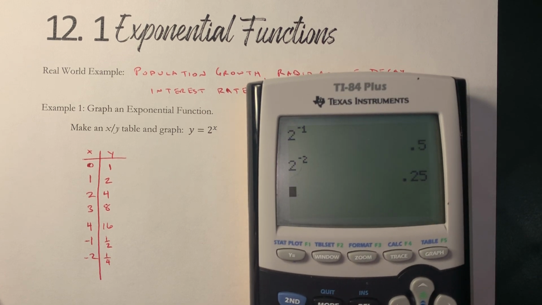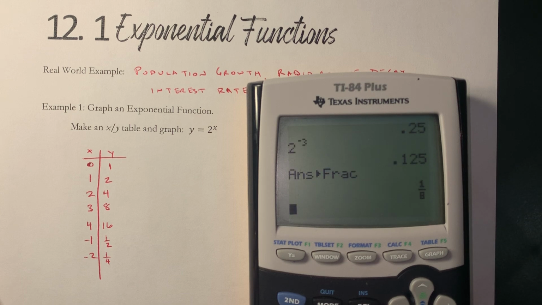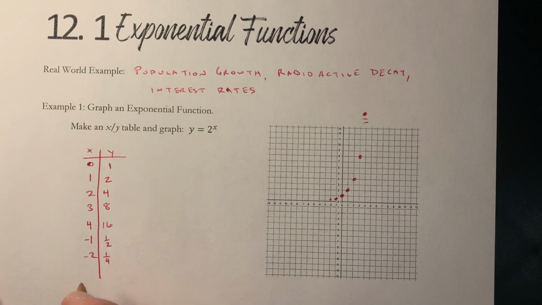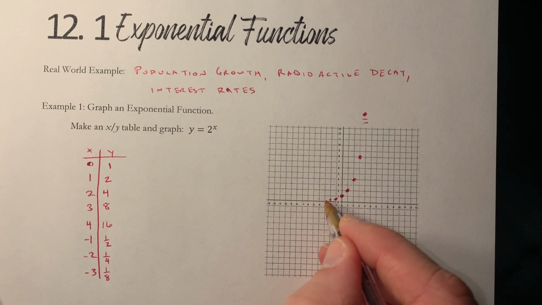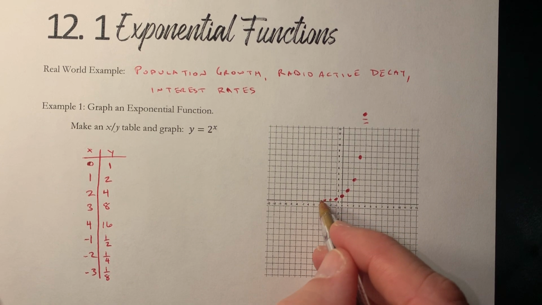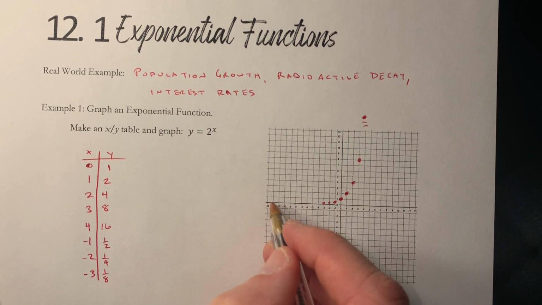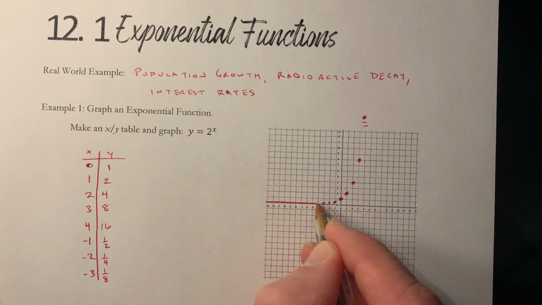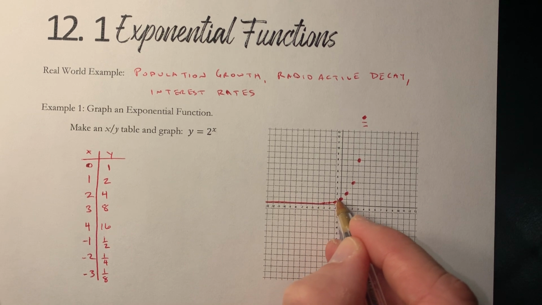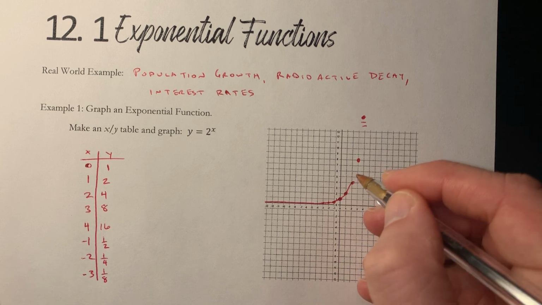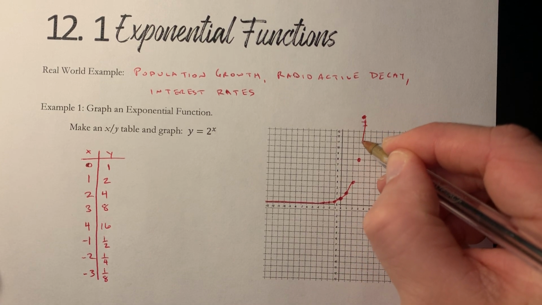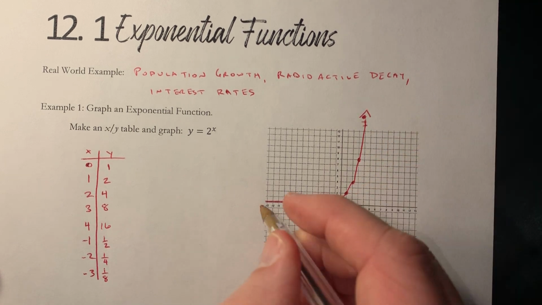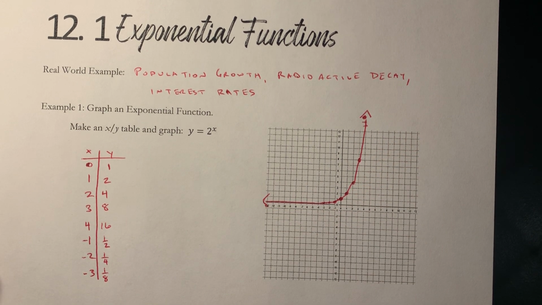Okay, let's try the negative third power. 2 to the negative third power is 0.125. If you don't know that as a fraction, math, enter, enter, we get 1/8. So negative 3, 1/8. So we're getting really close to 0, and it's going to continue just to get closer and closer to 0. It's never going to actually touch 0. It's just going to get infinitely close. So it's kind of riding along that horizontal axis there. And then it starts to very slowly grow, and then it begins to grow really quickly. And it goes infinitely on both ends.